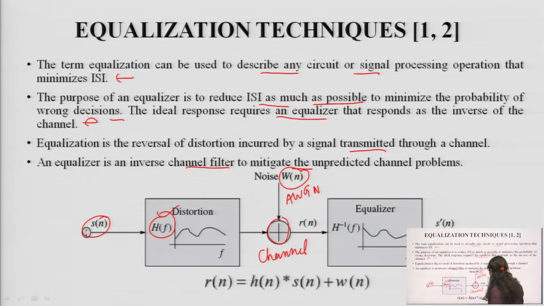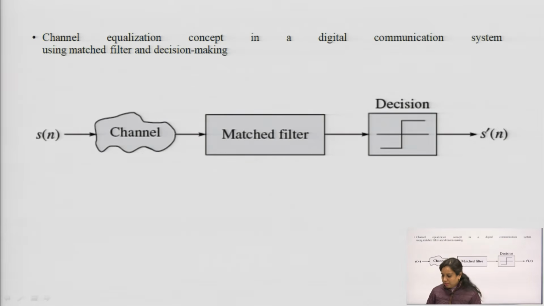Then it is applied to this R n. This is an equalizer, that is H inverse f, giving S dash n. Then the equation will be R n is equal to H n multiplied by S n plus W n. So, that is the main model of this equalization technique. Now, the channel equalization concept in a digital communication system uses a matched filter and decision making.